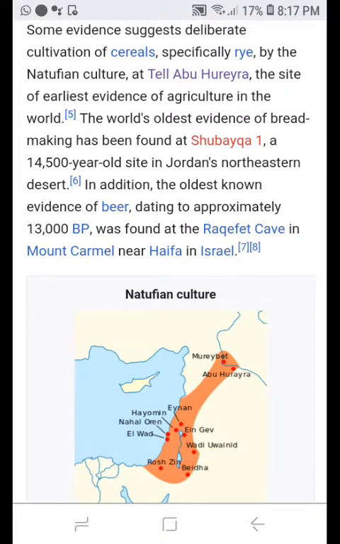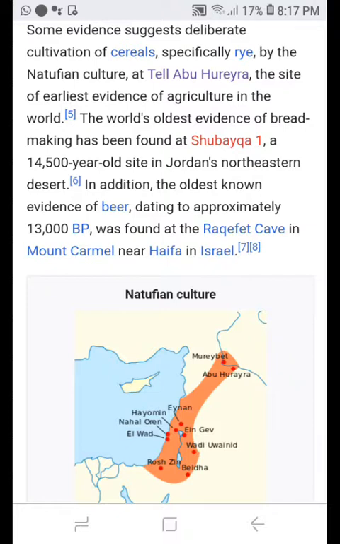Let me scroll up. Evidence suggests deliberate cultivation of cereal, specifically rye, by the Natufian culture at Tel Abu Hureyra. Okay, most people don't even know what that is, but when I continue reading, you'll see what's happening. So these people had a culture in which we produce a lot of, and these was our ancestors. So we can see where our ancestors from. Y'all should read it right there.